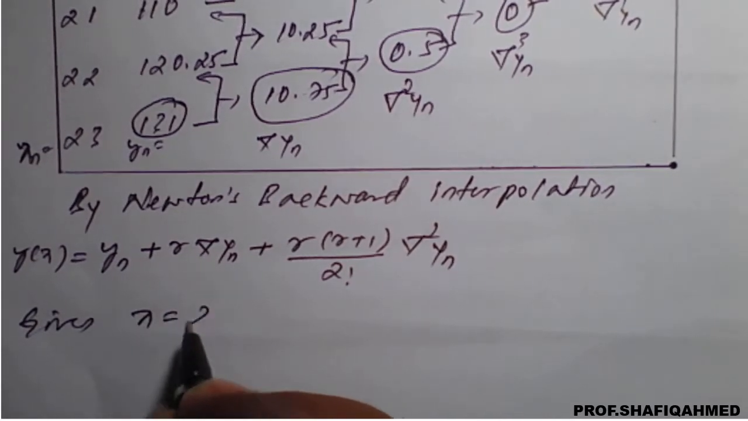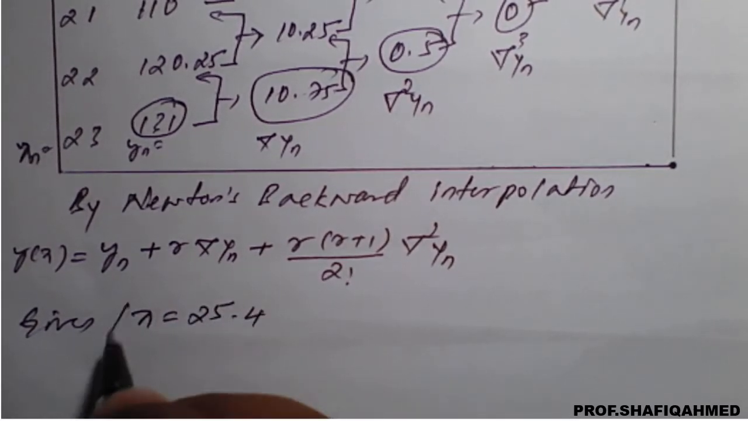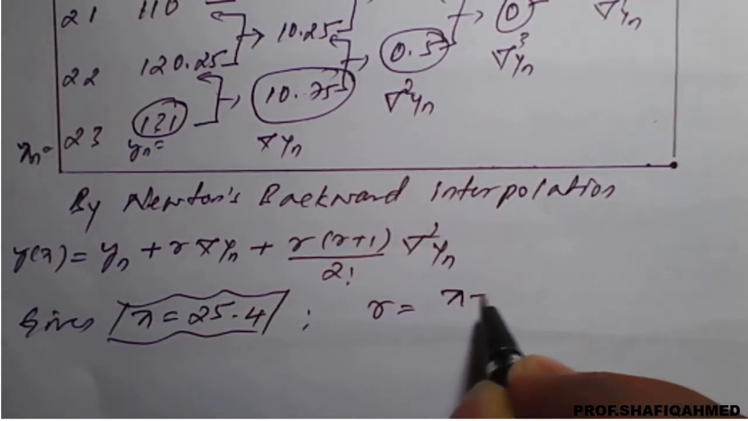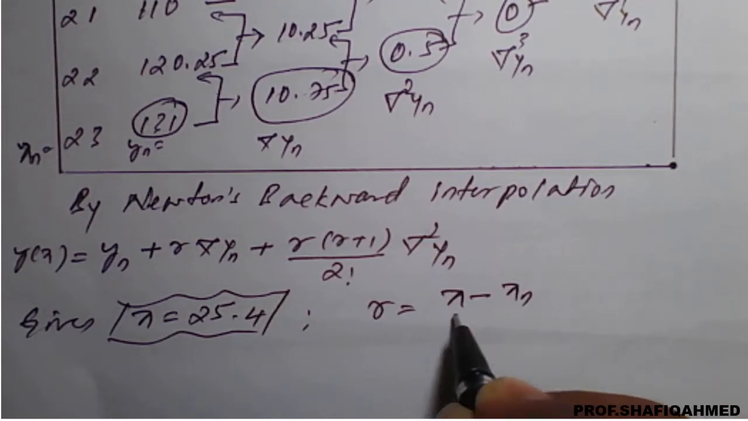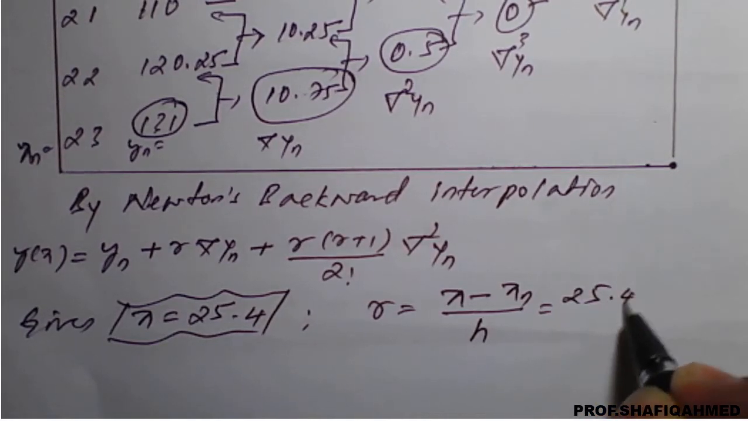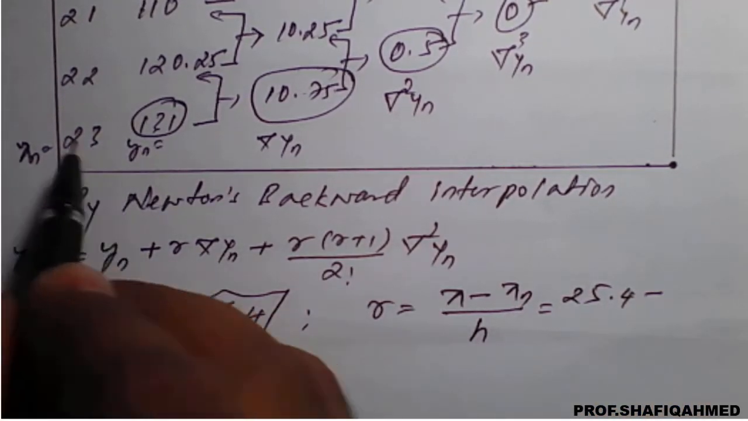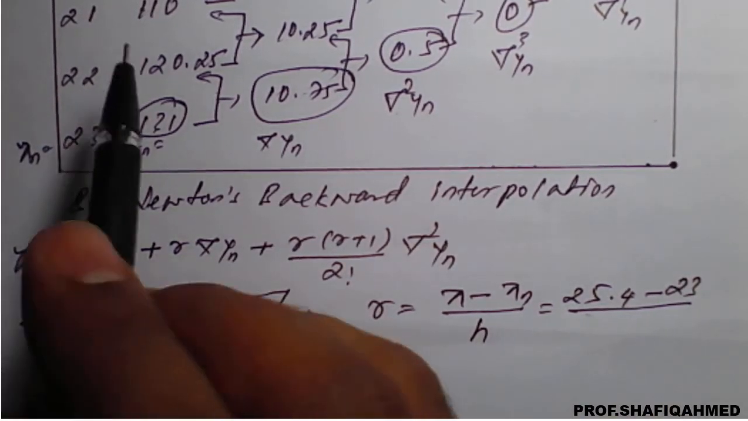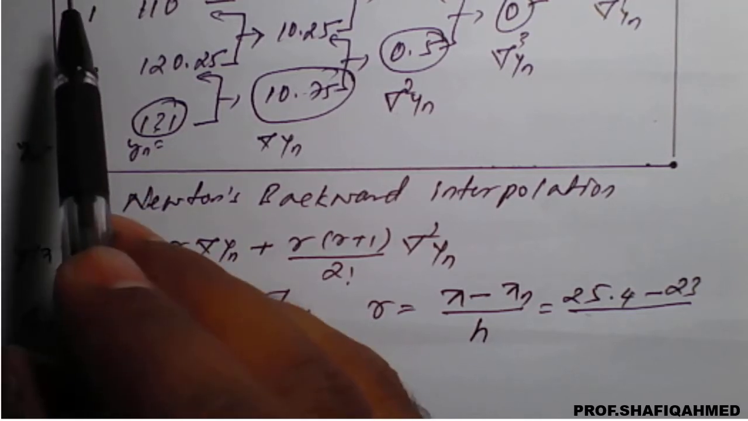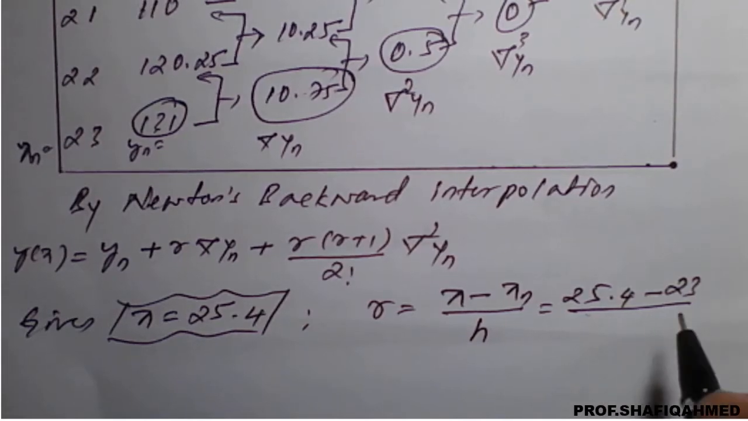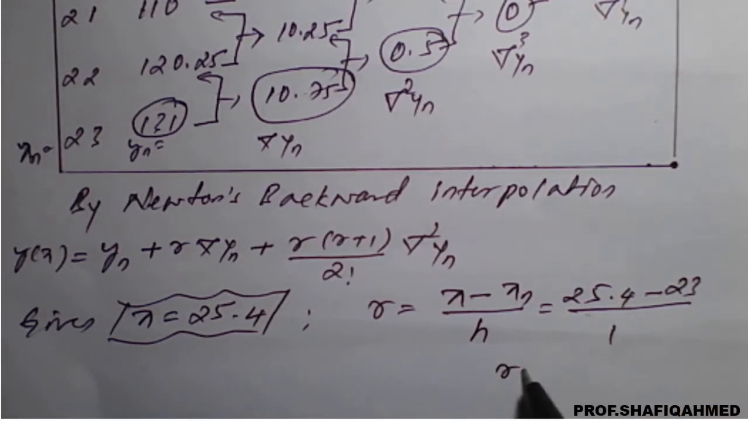Given, the x value is 25.4, so r is nothing but x minus xn divided by h. The x value is 25.4 minus the xn value from the table, which is 23, divided by h. If you subtract 20 minus 19, 21 minus 20, 22 minus 21, 23 minus 22, the difference is 1. Therefore the r value will be 2.4.